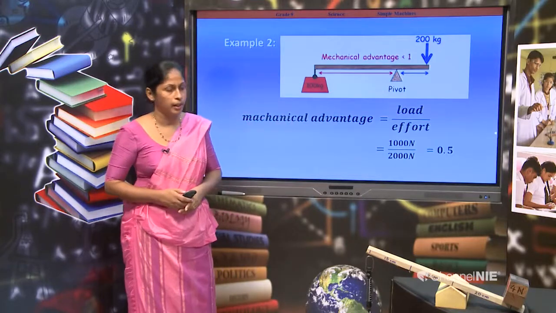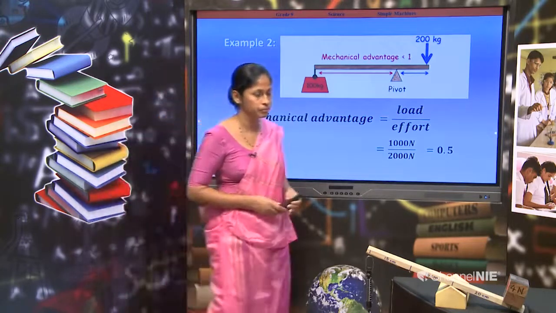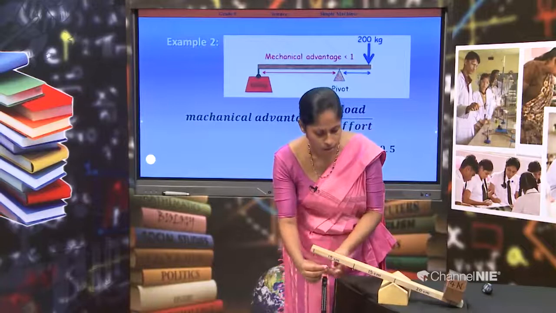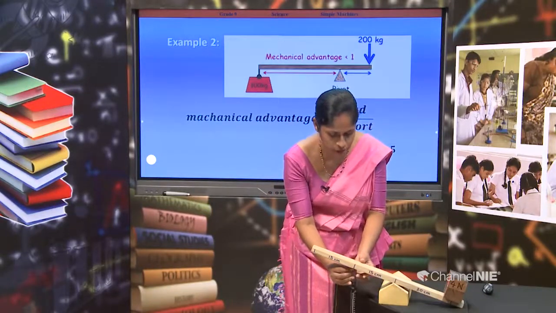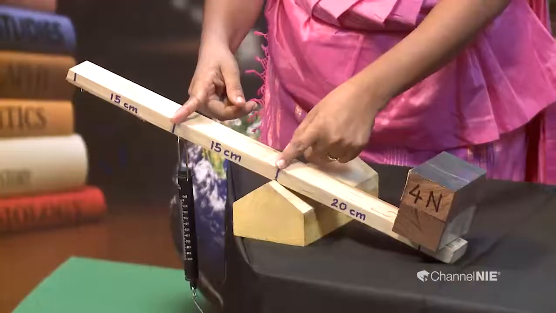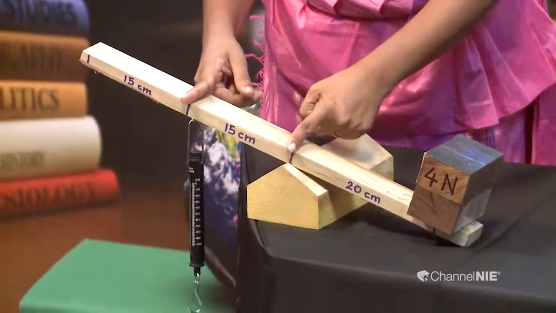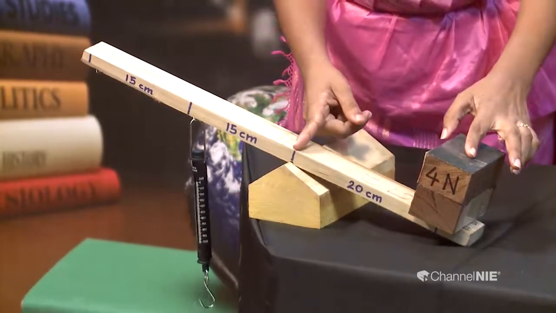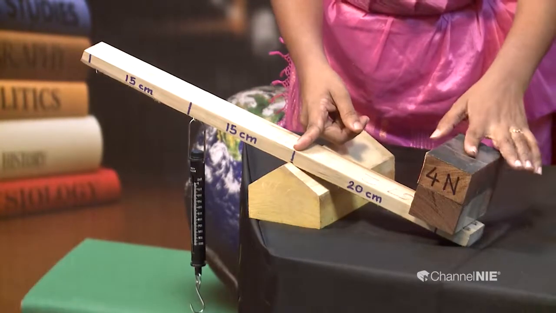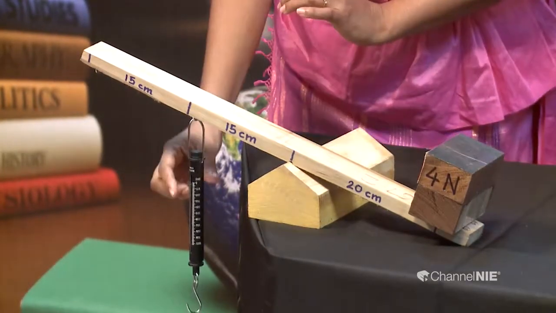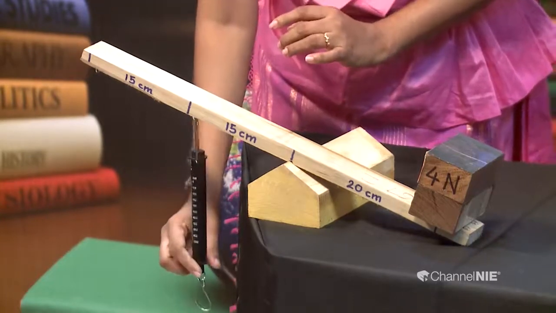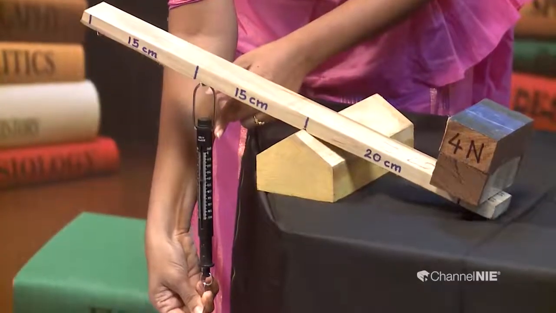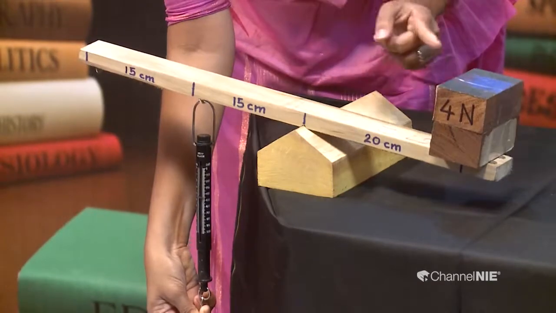Let us do an activity related to this. I use the same load to lift, and I change the place where we exert the force. Now the effort arm is 15 centimeter and the load arm is 20 centimeter. I exert the force from this point through the spring balance and try to lift the weight.